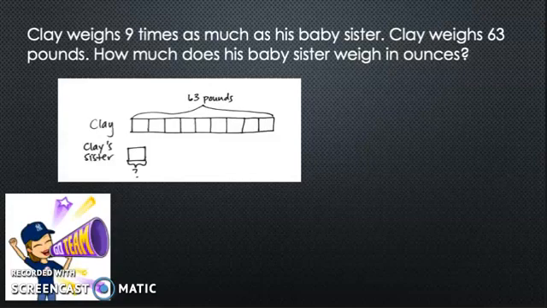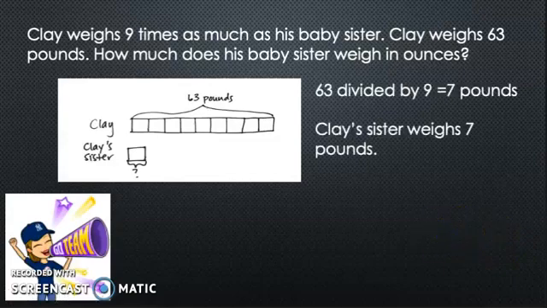I wouldn't want to multiply because his sister is a baby, and it wouldn't make sense that she weighs more than Clay. I would have a value greater than 63 if I multiplied 63 times 9. So when I divide 63 by 9, I get 7. That means that Clay's sister weighs 7 pounds.